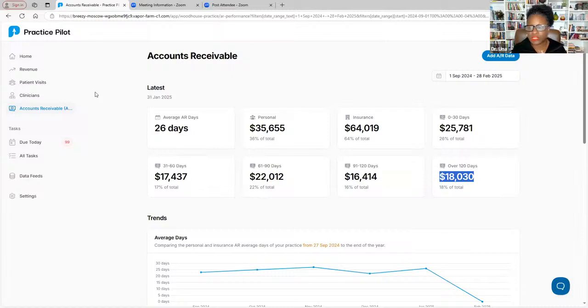If I need to meet with the biller, I can pull up this dashboard. We can have the conversation around this. If I need to meet with a clinician, we can meet around that. If I'm talking to my front desk, we're talking about personal balances. It could be my scheduler with the patient visits. I can make all these decisions, so it's not random decisions. I'm making decisions based on actual data.